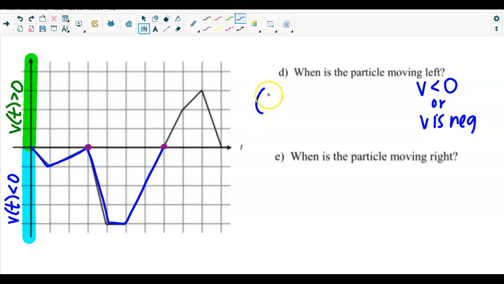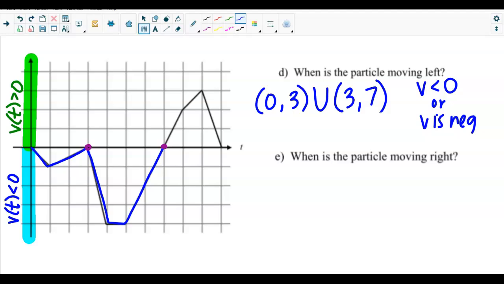Remember, this is interval notation. So 0 to 3 is not an ordered pair. This is 0 to 3 seconds. But at 3 seconds, we're not going left. We actually stopped. So we say it's in union with 3 to 7. So we broke up at time of 3 because that was when we stopped.